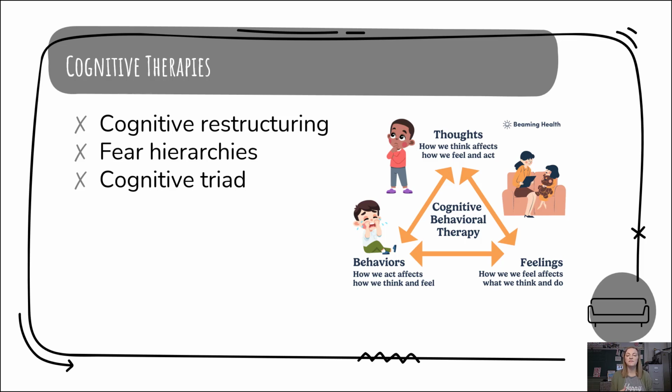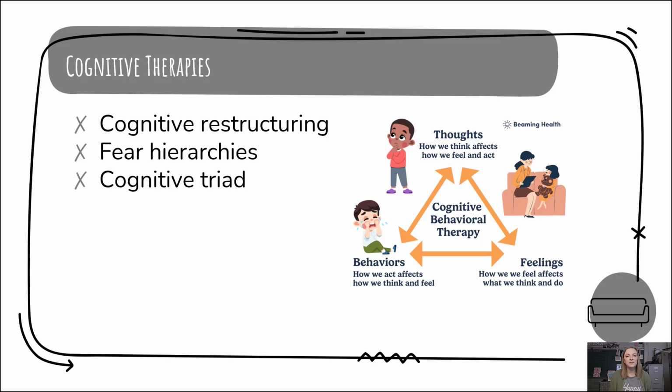A person with a fear of public speaking, for example, might start by imagining giving a speech, then progress to speaking in front of a small group, and eventually speak before a large audience. Each step helps them build confidence and reduce anxiety. So fear hierarchies are going to be used in conjunction with systematic desensitization.